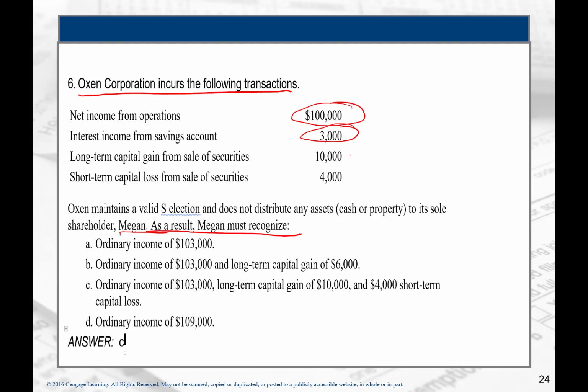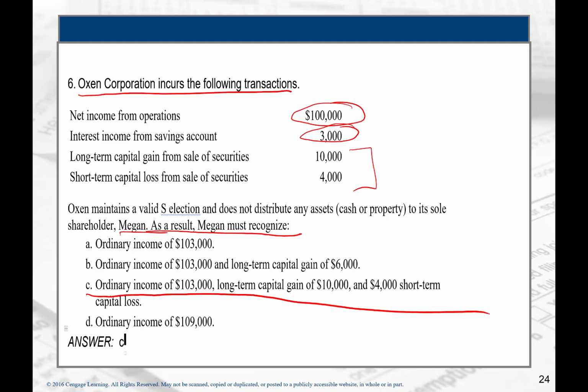These other two are not ordinary income because they fall under the short-term, long-term capital gain rules that we studied for individuals, right? And those are not treated as ordinary income. They had special rules and rates that applied there. Okay, so for Megan, the ordinary income, the answer here is C. The ordinary income includes the interest, right? And the long-term and short-term capital gains and losses are not considered ordinary.